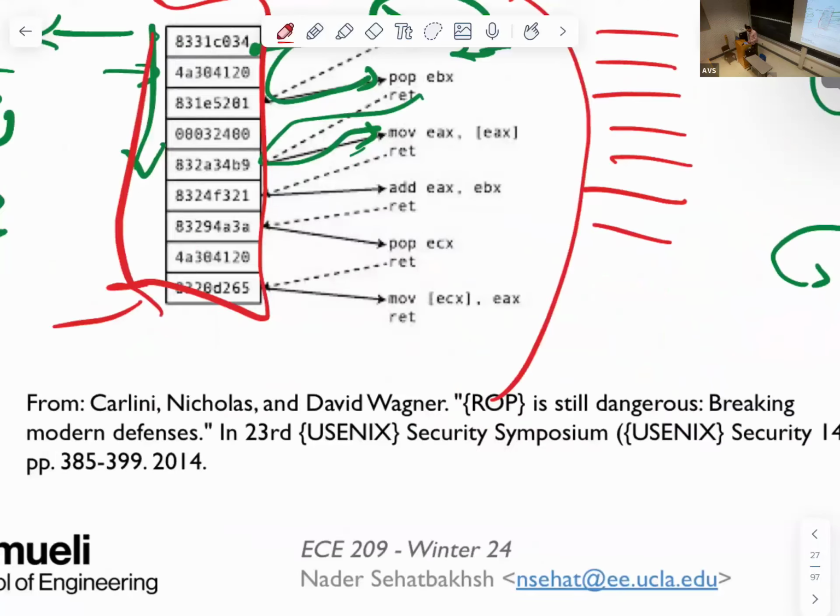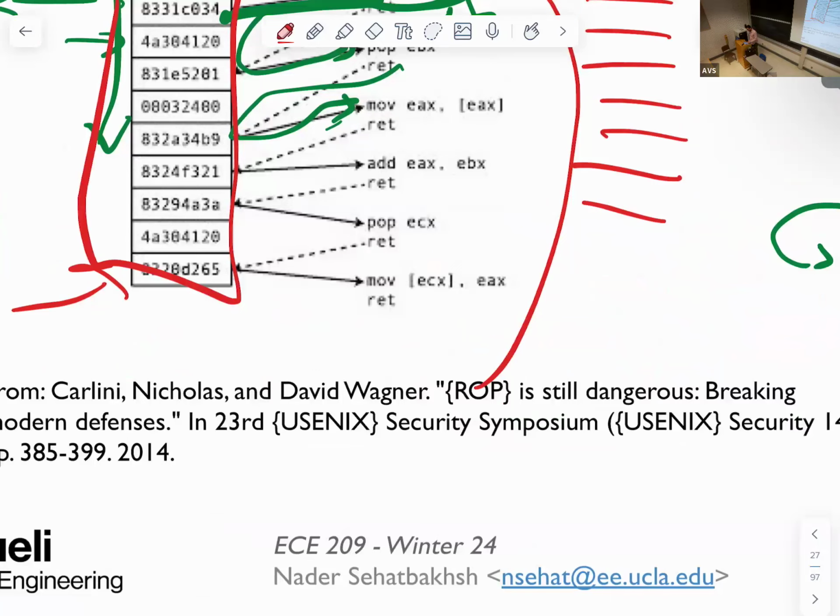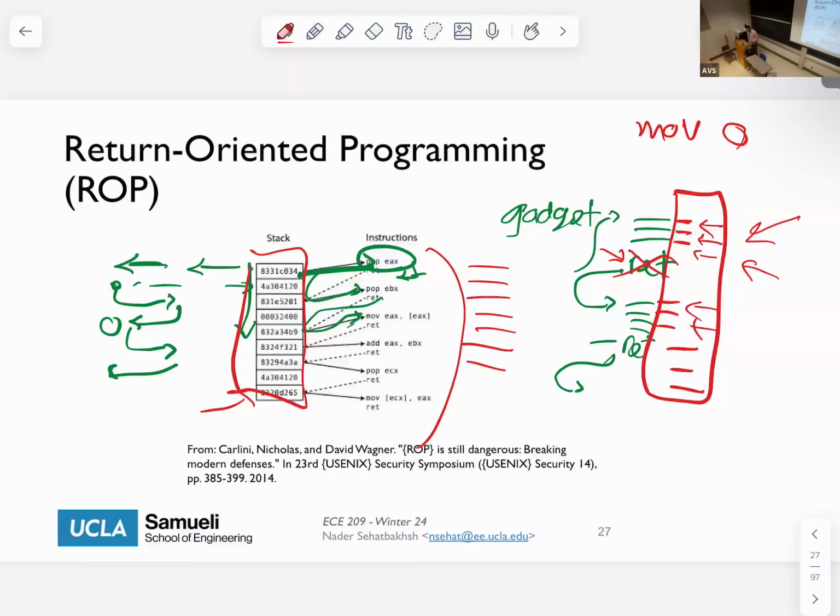This is one paper that you may want to take a look at: ROP is still dangerous. Return-oriented programming is the concept that was introduced in 2009, 2010. For 5 to 10 years, it was very powerful. These days, it's less popular because it's a very saturated area, but there are still lots of attacks using return-oriented programming.